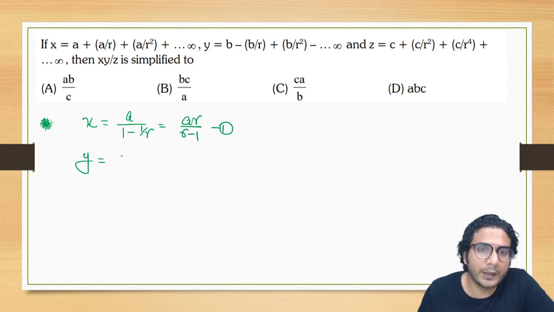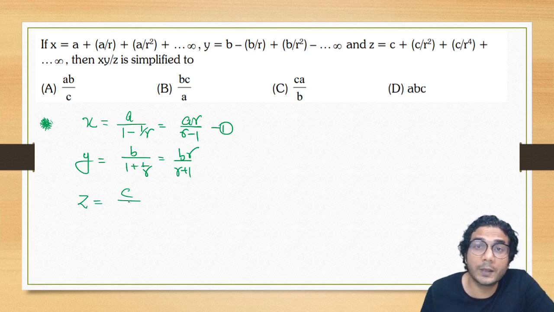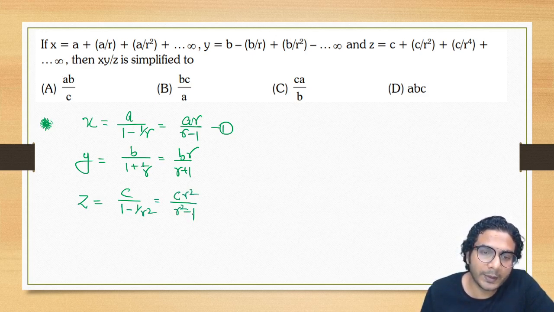Now let's solve y. So y is now, first term is b and common ratio is minus 1 upon r. So it is 1 plus 1 upon r. So this is going to be br upon r plus 1. Pretty simple. Now let's write z. So z is c upon 1 minus the common ratio, which is 1 upon r square. So c r square upon r square minus 1.